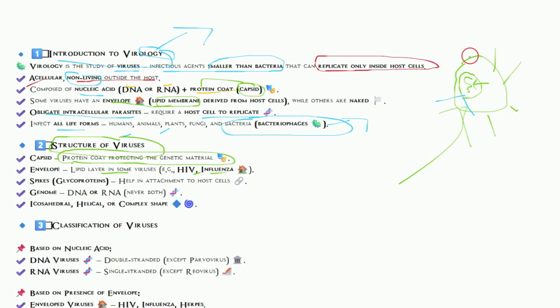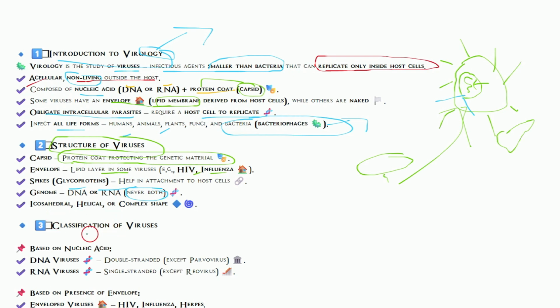Spikes are seen in some viruses like coronaviruses. They are glycoprotein in nature, made up of a carbohydrate-protein mixture, and help in attachment to the cell. In case of bacteria, fimbriae act as attachment structures, right? Genome is the genetic material, which may be either DNA or RNA, never both. Very important, it can never be both.